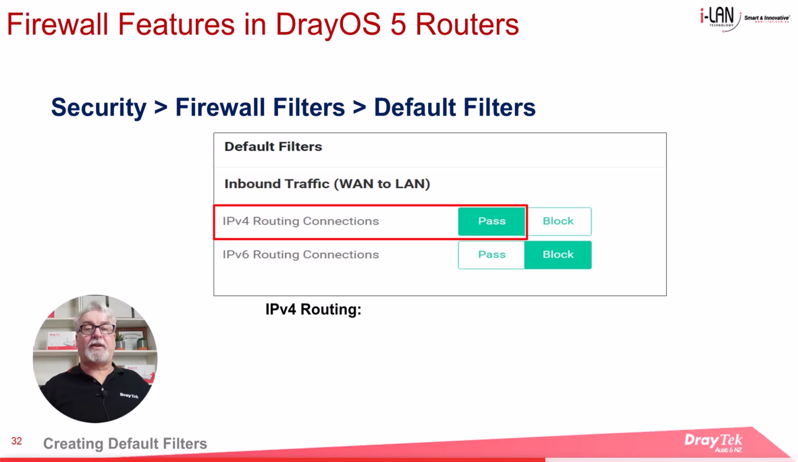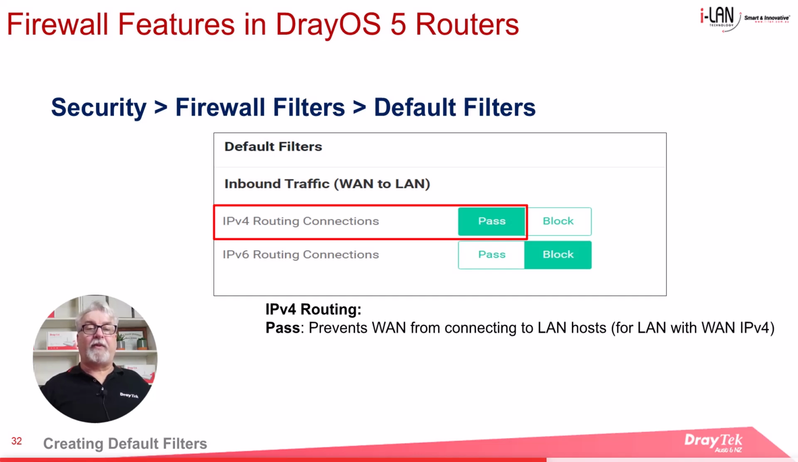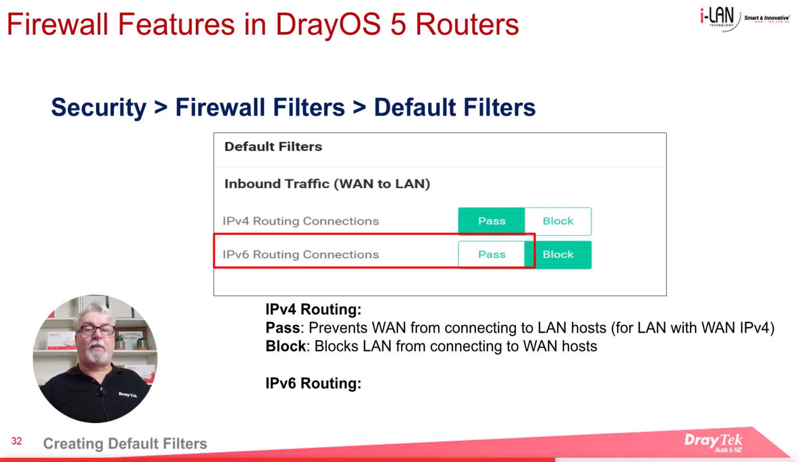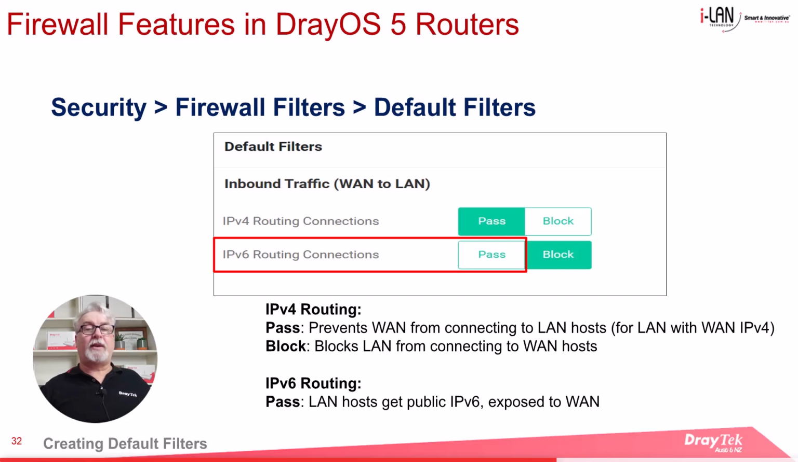IPv4 routing connections. Pass, enabling this option, prevents WAN hosts from connecting to LAN hosts for LAN hosts receiving WAN IPv4 addresses via the IP routed subnet. This does not affect LAN hosts on private subnets. Block blocks LAN hosts from connecting to WAN hosts using IPv4. IPv6 routing connections. Pass, since IPv6 doesn't use NAT, all LAN hosts receive public IPv6 addresses, exposing them to the WAN. Block blocks WAN hosts from connecting to LAN hosts using IPv6.